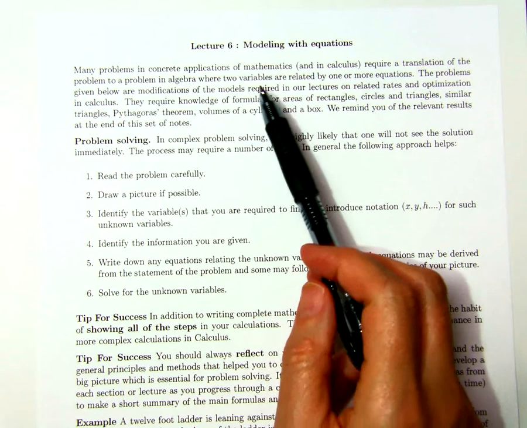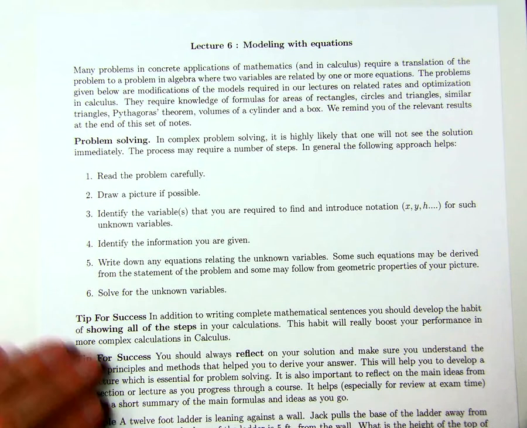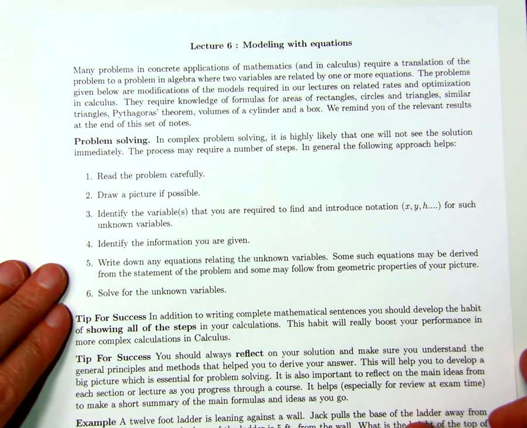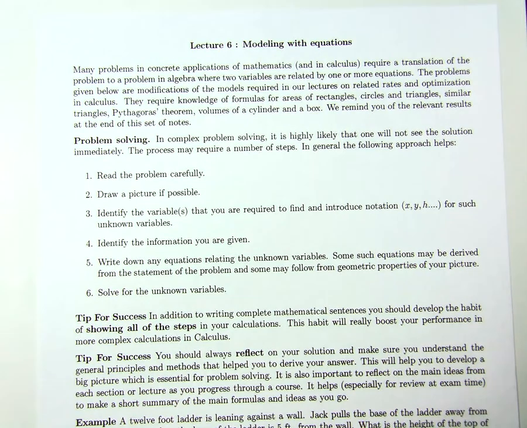Problems in calculus dealing with related rates and optimization often involve identifying one or two variables that are related by one or more equations, and quite often it involves solving an equation, finding a solution. And some of the problems that we're going to do below show up in a more complex form in the lectures in Calculus 1 on related rates and optimization.